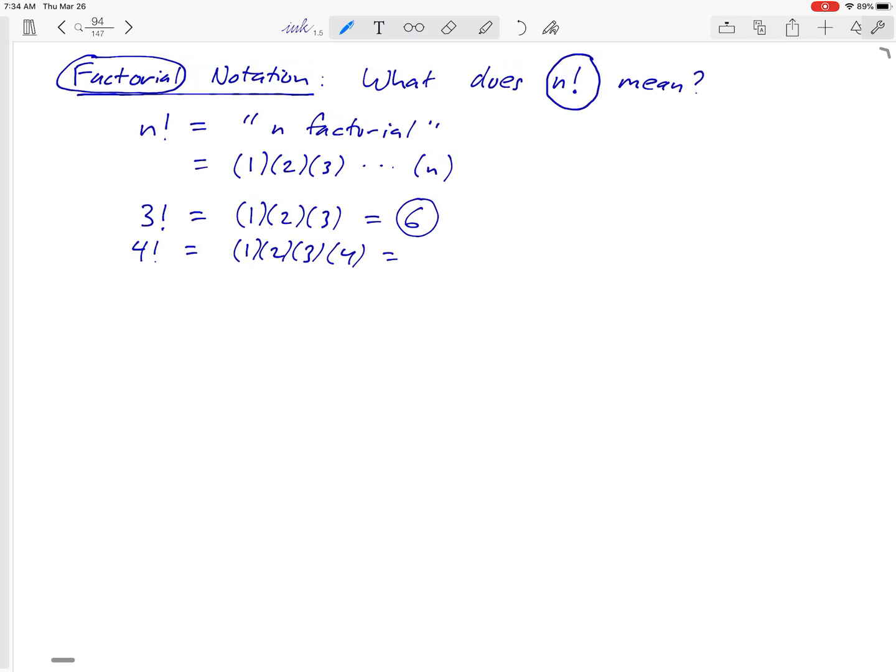Similarly, 4 factorial, same idea. We're going to start at 1, but this time we're not going to stop until we get to 4. So we would get 1 times 2 times 3 times 4 is 24. And you get the idea here. 5 factorial, same thing. We just go up until we hit 5. That turns out to be 120.